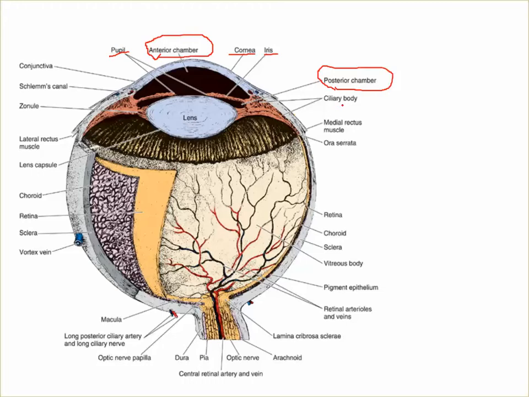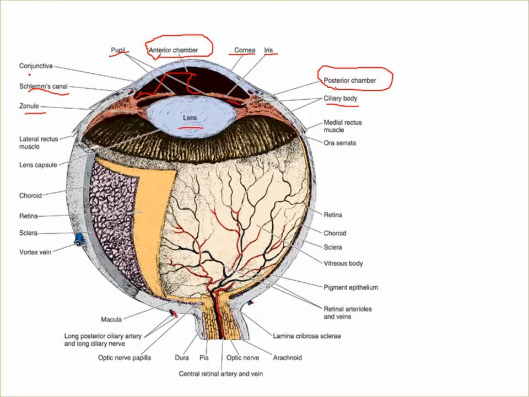This is the ciliary body over here. The lens is kept in position by the suspensory ligament of the lens, also called the zonule. So aqueous humor produced from the ciliary body is present in the posterior chamber, then through the pupil it goes to the anterior chamber, and then it leaves through the canal of Schlemm into the trabecular veins.